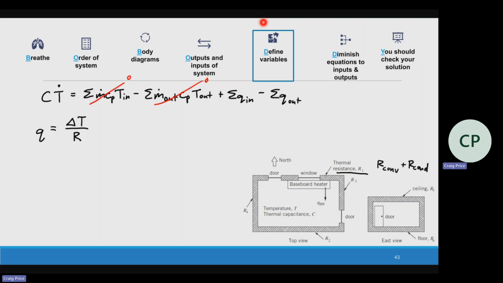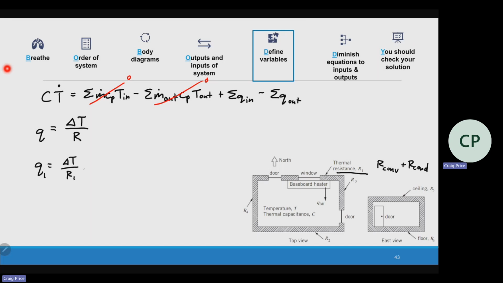So I don't have to change these into X over KA. All I'm going to do is if the problem gives me an R value, I'm just going to use that R value. Does that make sense? So they want us to use R1 through R6. That's what we're going to use. We don't have to try to figure out what those values are. They're just given. And so, for example, Q1 is going to be delta T over R1.